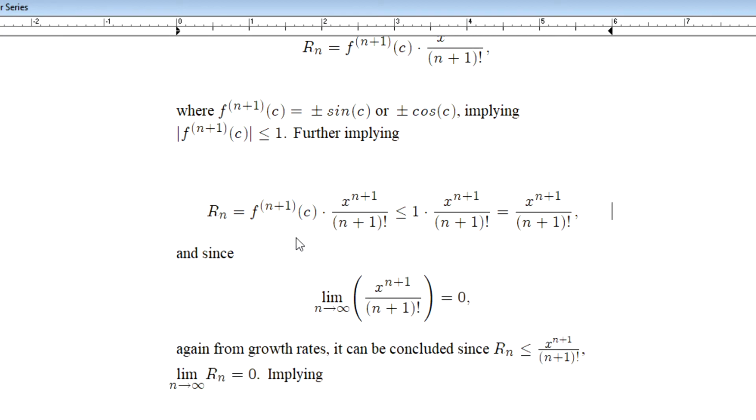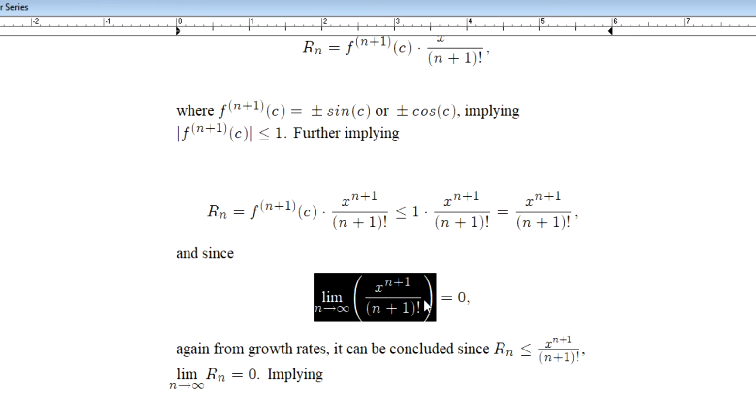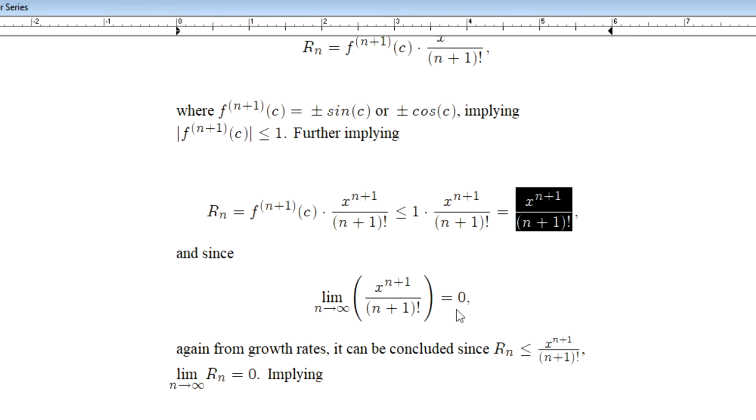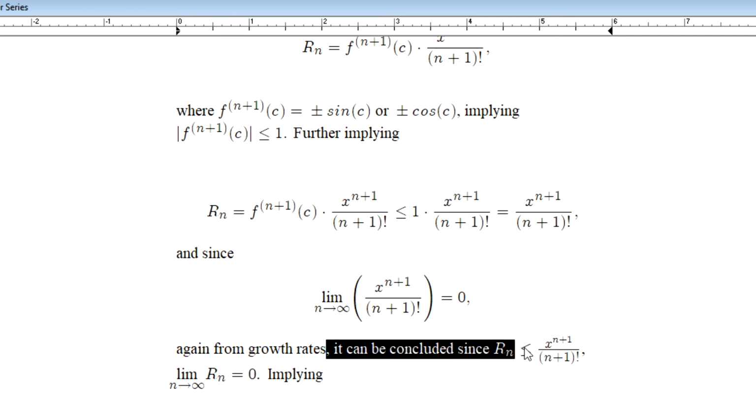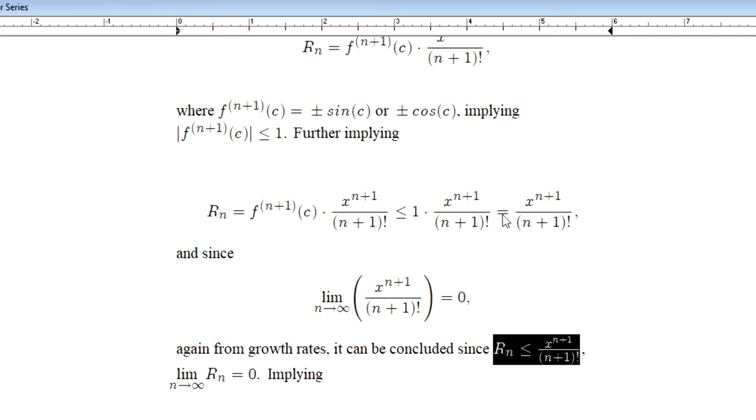Since the limit as n heads to infinity for this statement here equals 0, again from just an analysis of the growth rates of the numerator and denominator, what we can conclude is, since r sub n is less than or equal to this quantity seen here on the far right-hand side, the limit of r sub n must also equal 0.